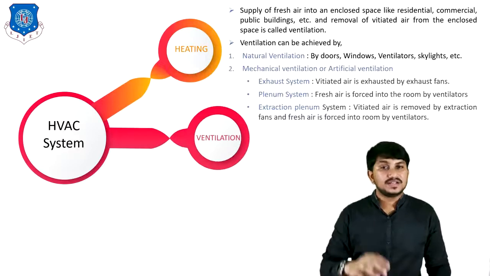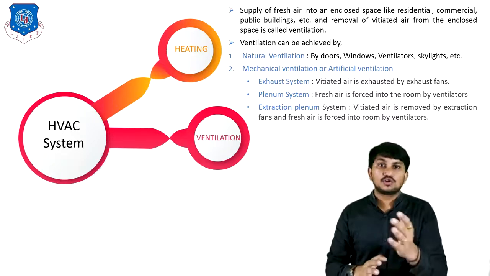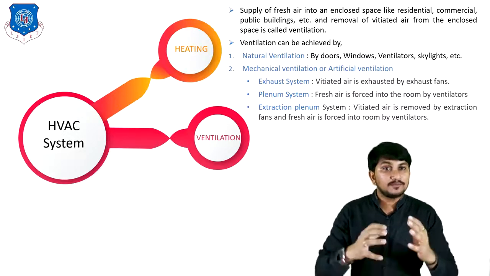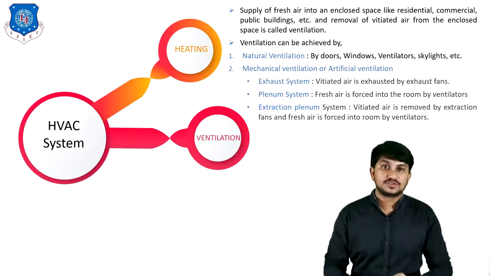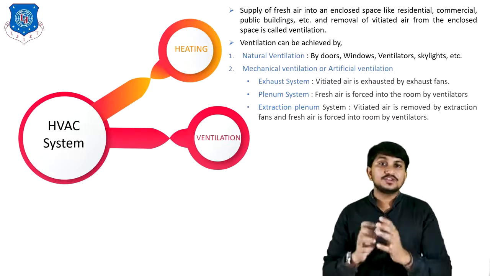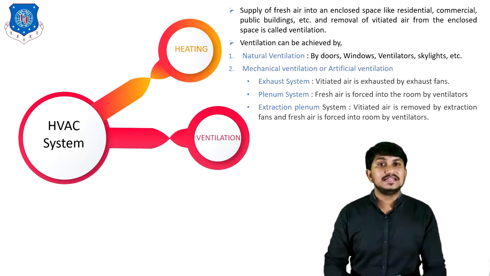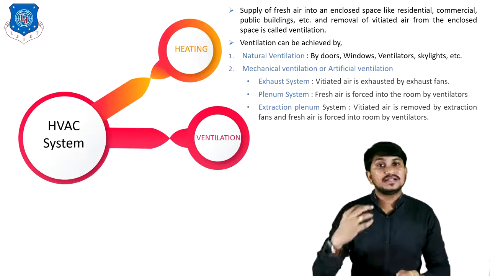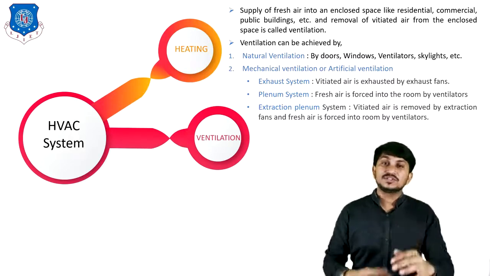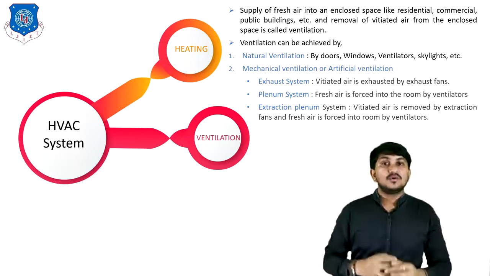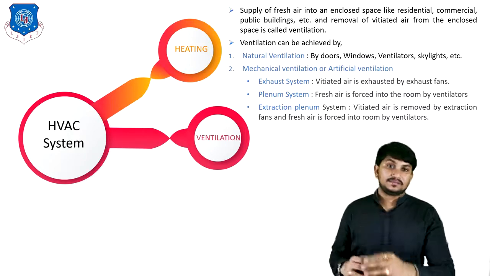Second system is ventilation. Supply of fresh air into enclosed spaces like residential, commercial, public buildings, etc. and removal of vitiated air from the enclosed space is called ventilation. Ventilation of a building can be achieved in two ways. First is natural ventilation and second is mechanical ventilation, or you can say artificial ventilation. Natural ventilation is achieved by providing a number of doors, windows, ventilators, skylights, etc. While mechanical or artificial ventilation can be achieved by three systems.